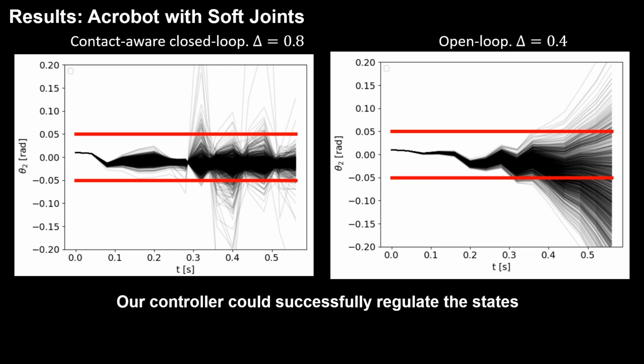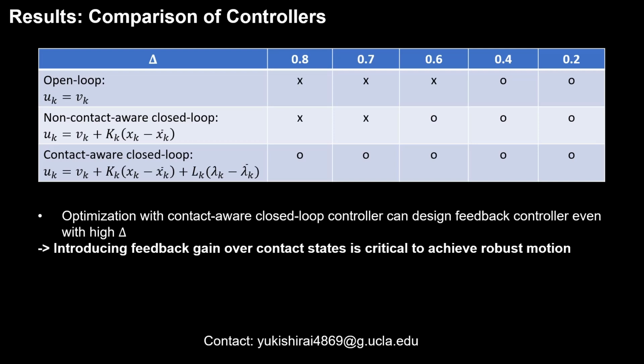Here, we show some results for Acrobot with contact. Our contact-aware closed-loop controller could successfully regulate the state and contact state with a high user-defined success rate. In contrast, the open-loop controller could only find a feasible solution with a lower success rate. This table shows if the framework could find feasible solutions with different controller parameterizations and different user-defined success rates. It shows that our contact-aware closed-loop controller is able to achieve regulation for contact-rich systems even with high delta, while the other two controllers have difficulty finding solutions with high delta.